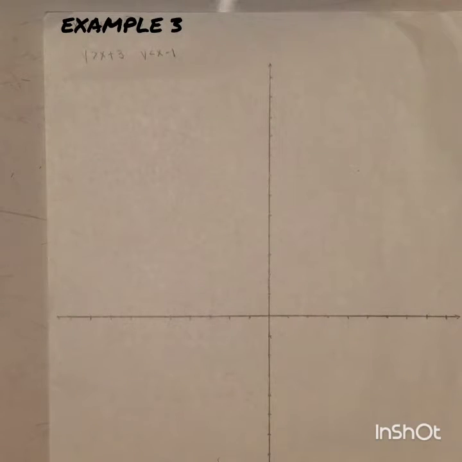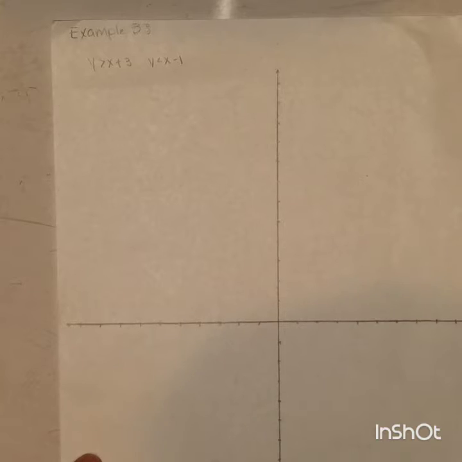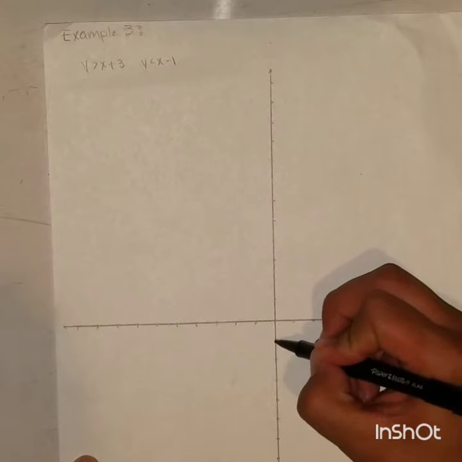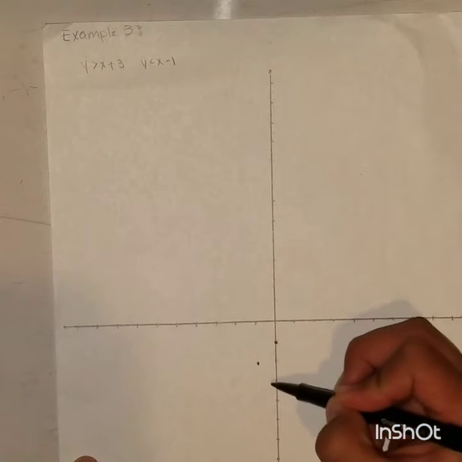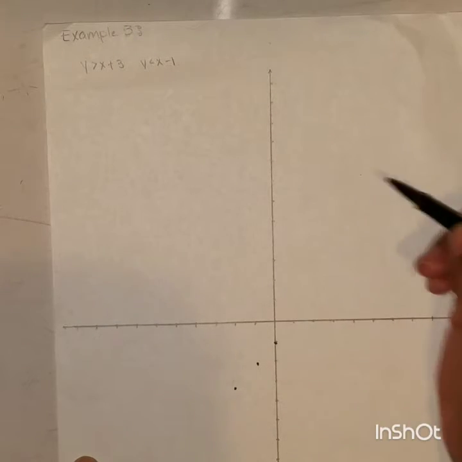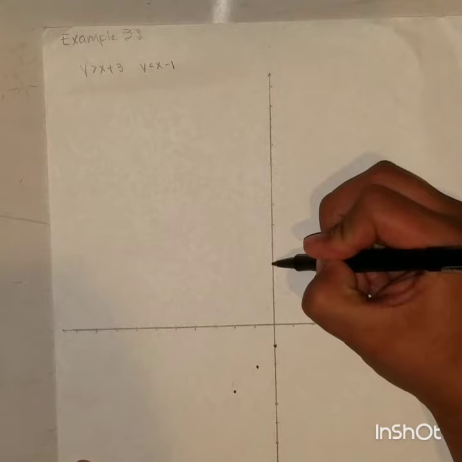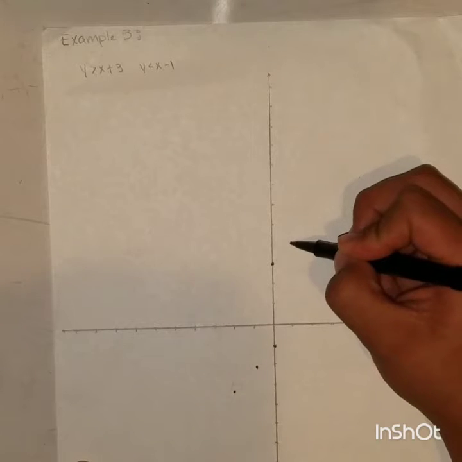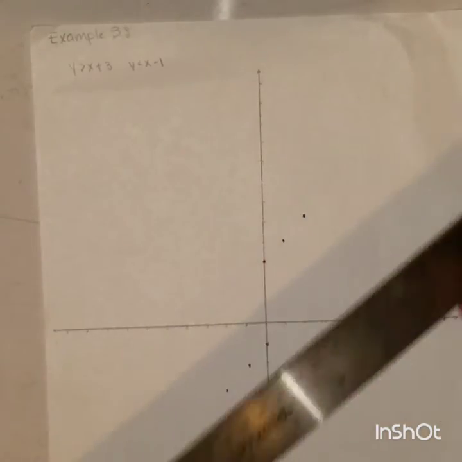So for example 3, I'm going to be showing that not every system of inequalities has a solution. So for example, y is less than negative x minus 1. So the y-intercept is at negative 1, which is right here. And it has a negative slope, so you go down 1 over 1, down 1 over 1, and so forth. And then the y-intercept on the other one is 3, which would be right here. And it has a positive slope, so you'd go up 1 over 1, up 1 over 1, and so forth. Then we're going to draw the lines.